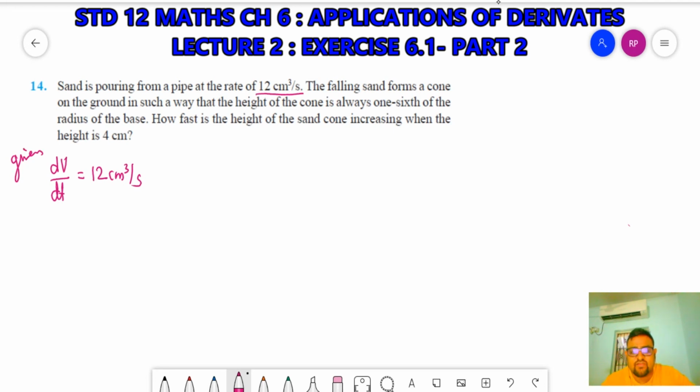The falling sand forms a cone. Okay, means when the sand falls, it forms a cone like this. The height of the cone is always 1 by 6 of the radius of the base, means h is equal to r by 6. This is the radius, and this is the height of the cone.